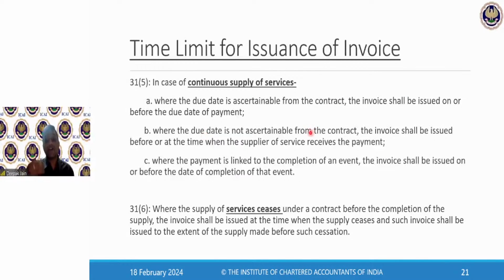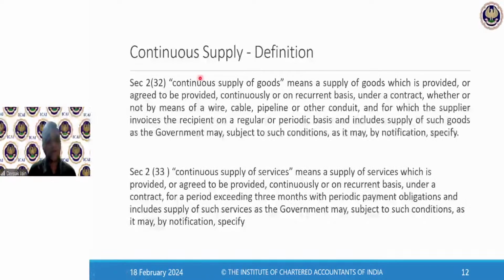Then in case of continuous supply of services, we've understood continuous supply of goods. Now, what is the continuous supply of services? Let's go back to the definition. We understood the continuous supply of goods. Now the continuous supply of services. For goods, it is continuously supplied through wire, cable, or pipeline.